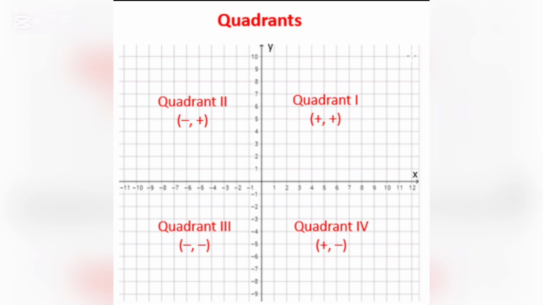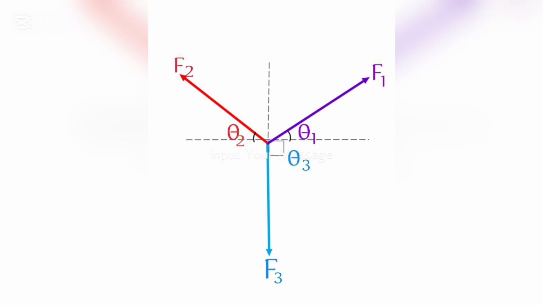In that system, we have four quadrants. In the first quadrant, the x direction is positive, the y direction is positive. In the second quadrant, the x direction is negative. So any vector we resolve to the negative direction in the second quadrant will be negative, and the y direction is positive. In the third quadrant, both the x and y direction are negative. In the fourth quadrant, the x direction is positive and the y direction is negative. So looking at that system, we have four quadrants in that system.